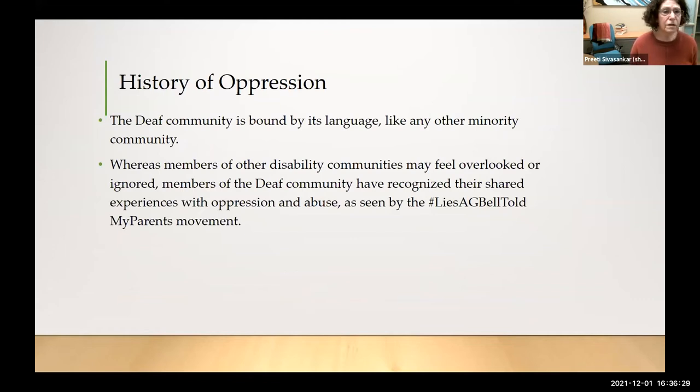So let me turn a little bit to the history of oppression, since, as Lane et al. suggested, the history of shared oppression is part of what binds the deaf community together. Deaf community is bound by its language, like any other minority community. And whereas members of other disability communities may feel overlooked or ignored, frustrated, members of the deaf community have recognized their shared experience with oppression and abuse, as seen by the hashtag #AGBelltoldmyparents movement, where A.G. Bell here refers to the Alexander Graham Bell Association.